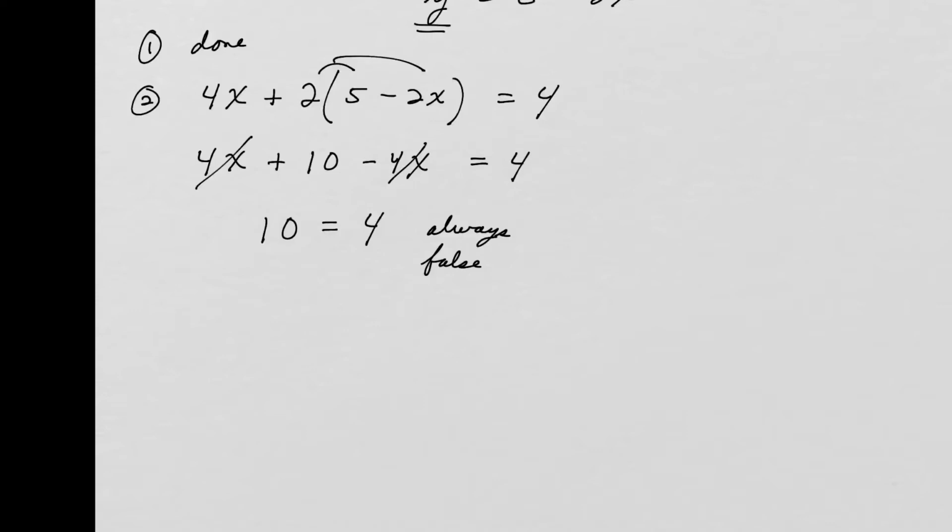So what happens if you try to solve the system and you get something like this at the end, which is false, right? Clearly false. 10 does not equal 4. What this means is there is no solution.